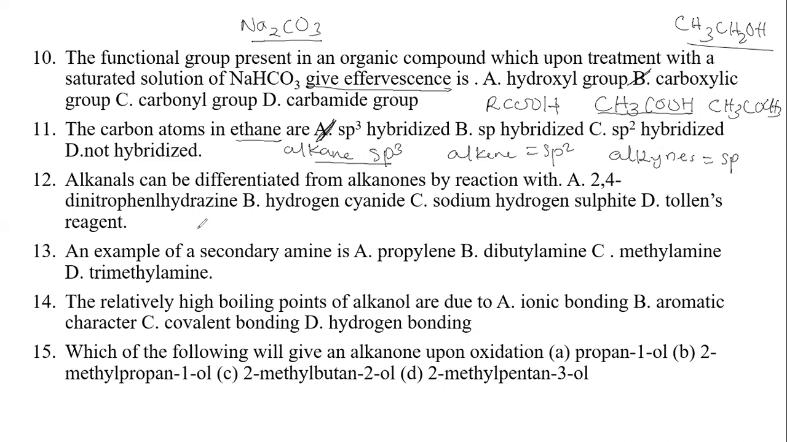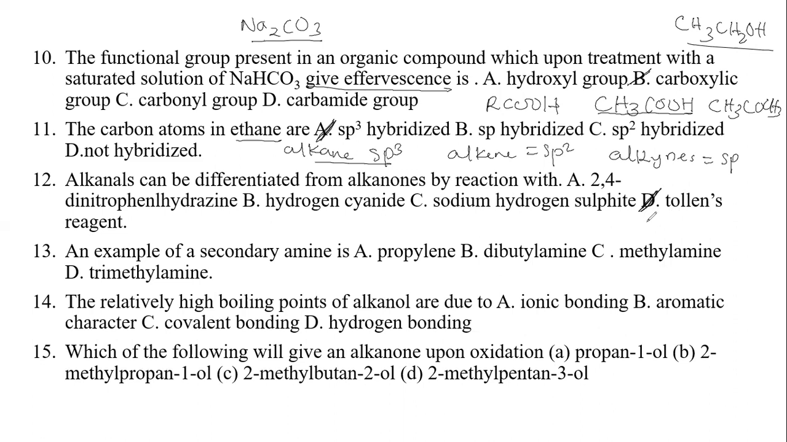All right. Now, alkanals can be differentiated from alkanones by reaction with: A, 2,4-dinitrophenylhydrazine, B, hydrogen cyanide, C, sodium hydrogen sulfite, D, Tollens reagent. Tollens reagent and Fehling's solution are the two reagents that can be used to differentiate alkanal from alkanone. So that is Tollens reagent or Fehling's solution.